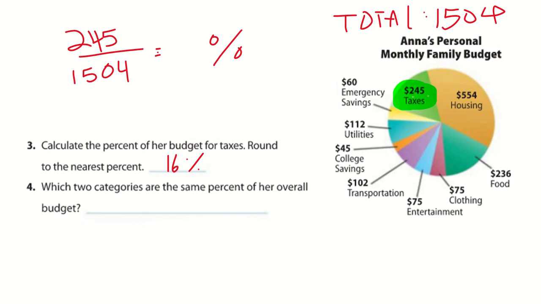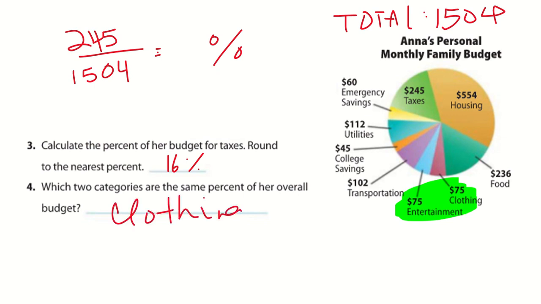In real life, guys, you do have to break down the money that you get. You do have to break it down into categories like this in order to plan and know what to do with your money. Okay, number 4, which two categories are the same percent of her overall budget? That means which two categories are identical? That would be clothing and entertainment. Two completely different categories, but they have the same exact amount. Clothing and entertainment.